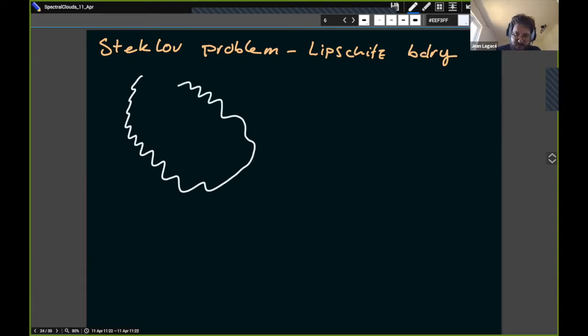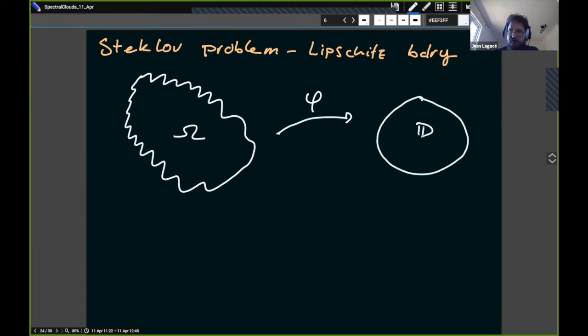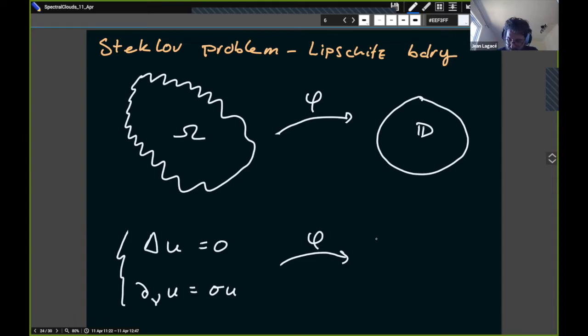So let's say I have this quite bad boundary. I guess how I drew it is smooth, even if only oscillatory, but imagine that this is not smooth, it has corners and whatever you want it to have, omega. I can still send it to the disk here. And I would like, for this problem, normal derivative of u is sigma u, to be sent via phi to the problem Laplacian of u equals 0, and normal derivative of u is sigma beta u. So I would like for this to happen.